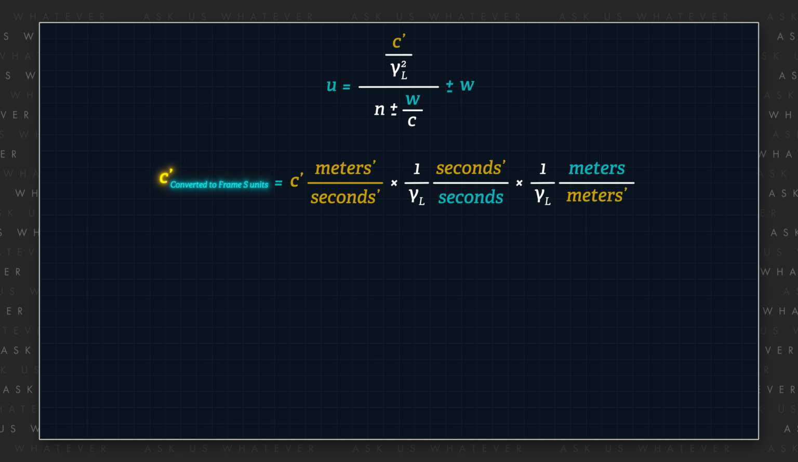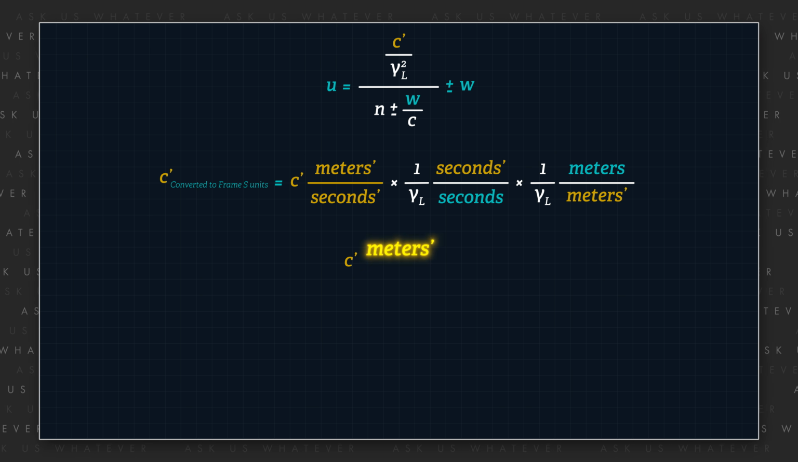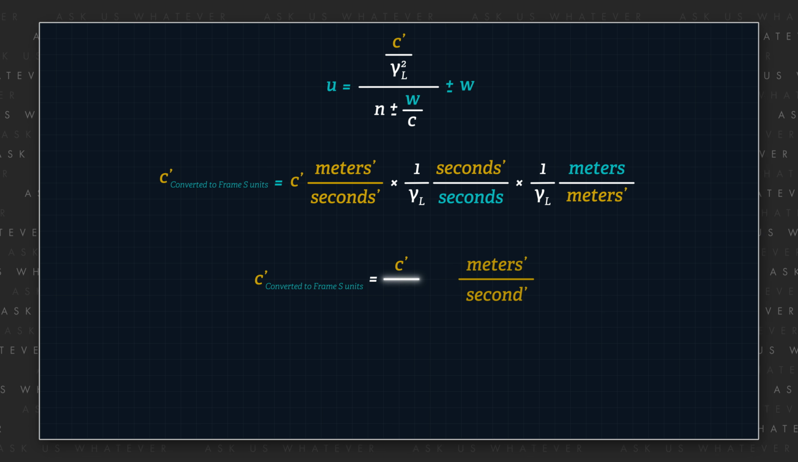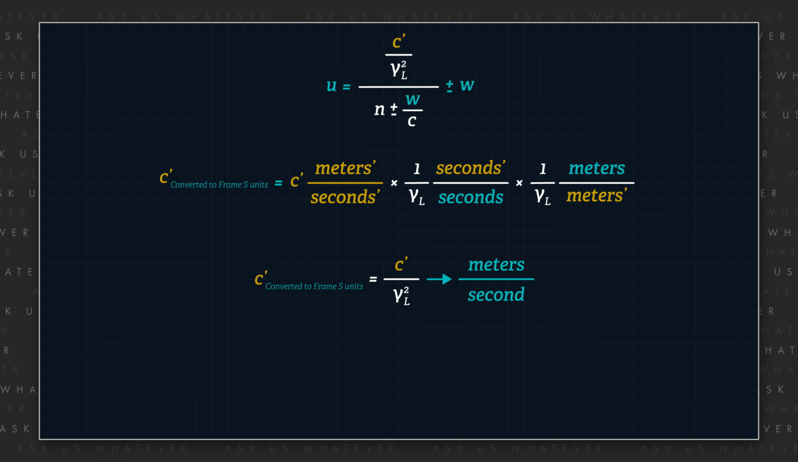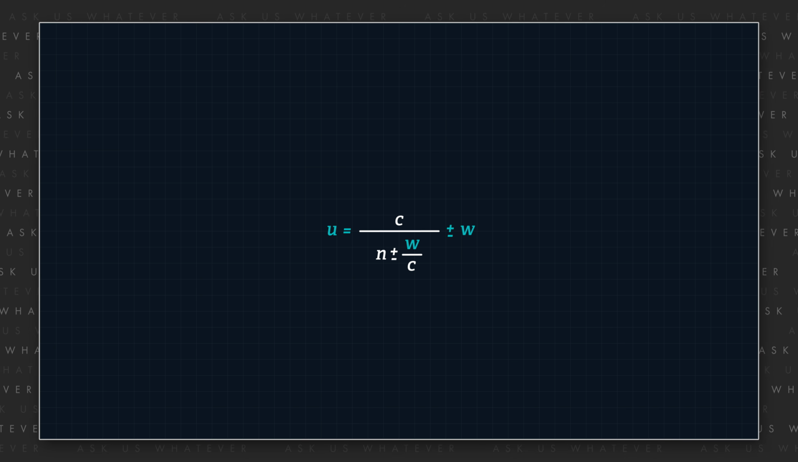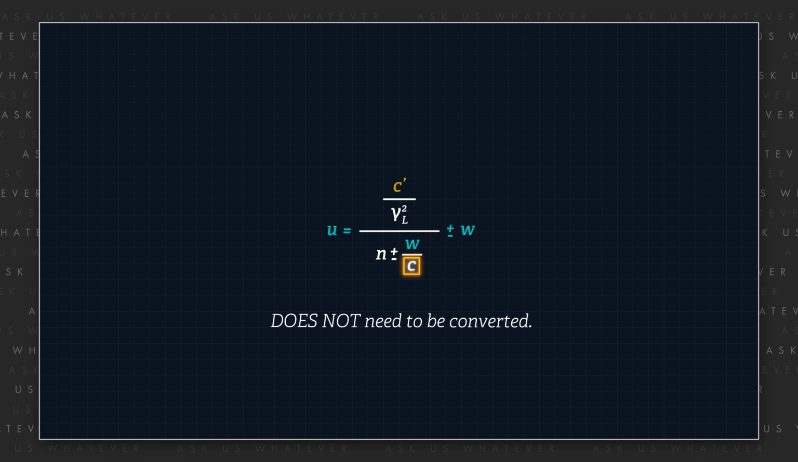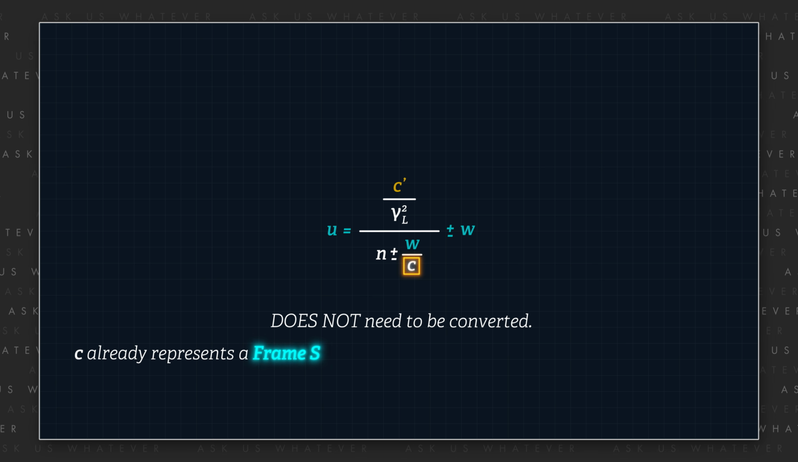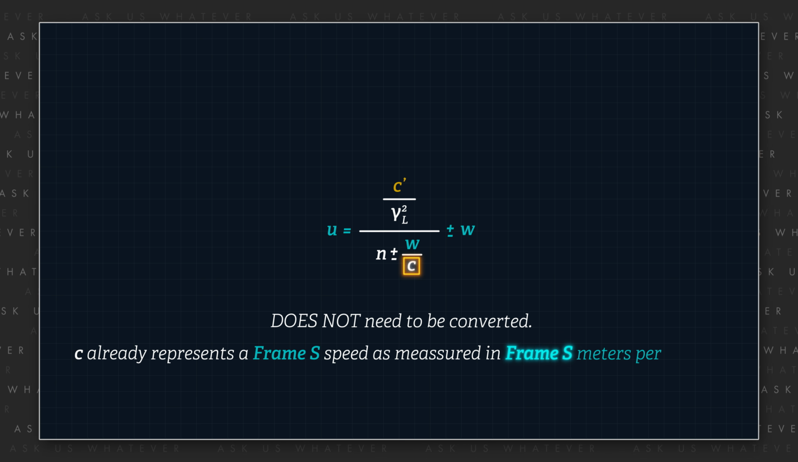And so speed c prime, that is, the speed of light as measured in frame s prime and as denominated in units of meters prime per second prime, must be divided by the Lorentz gamma factor squared to find its equivalent value in frame s as denominated in units of meters per second. And so if we want to take my non-relativistic model and conform it to special relativity, we merely need to divide the speed of light as measured in frame s prime, the c in the numerator, by the Lorentz gamma factor squared. Note that the c in the denominator does not need to be converted because it already represents a frame s speed as measured in frame s meters per second.